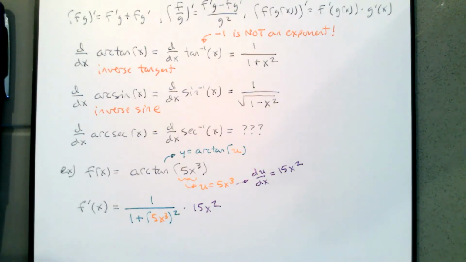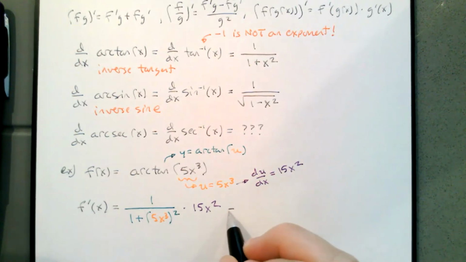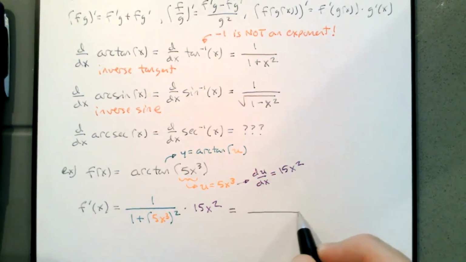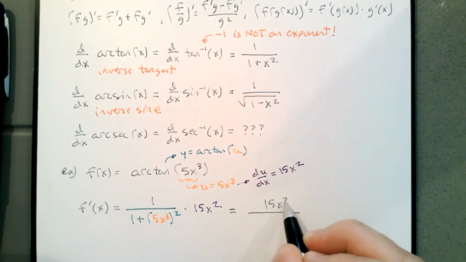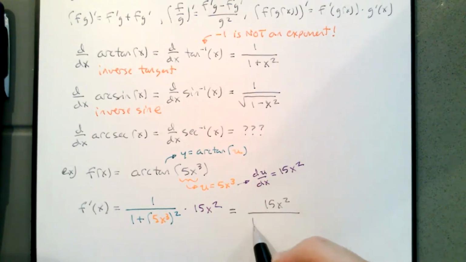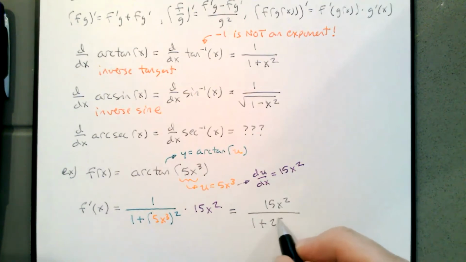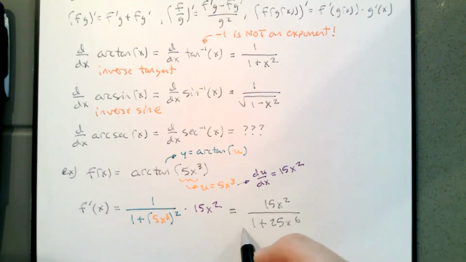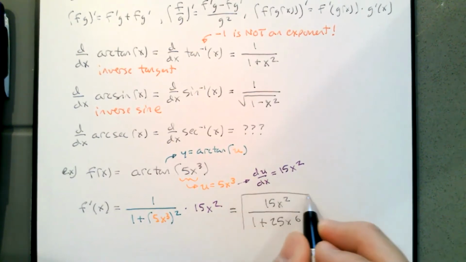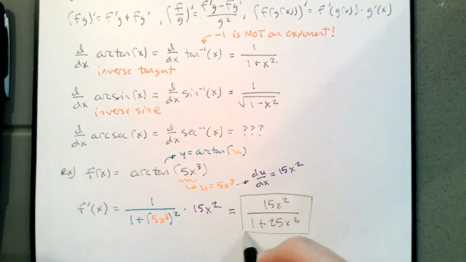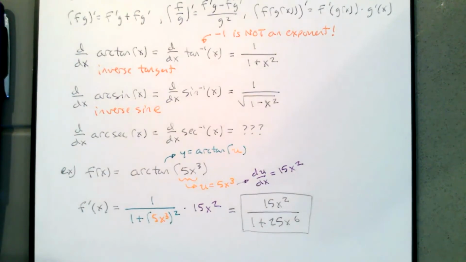We would probably not write this way, all spread out. I have just a fraction times another fraction. It makes sense to put these into one big fraction. So there's a 15x squared in the numerator, and the denominator is 1 plus, we might as well simplify this. 5 squared is 25. X cubed squared is x to the 6th. So it makes sense to multiply all this out, or to simplify these expressions.